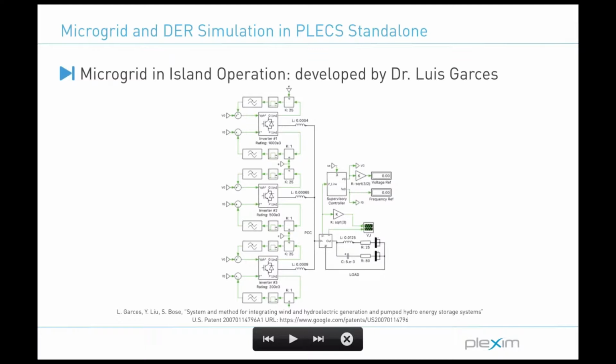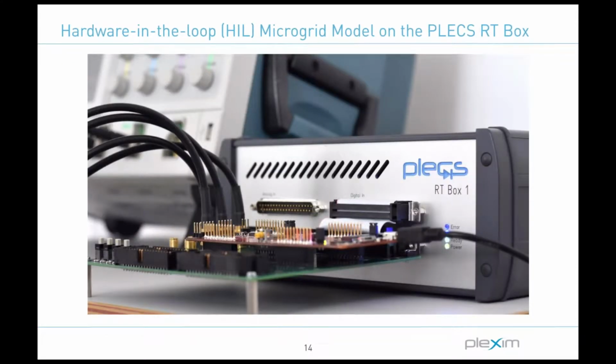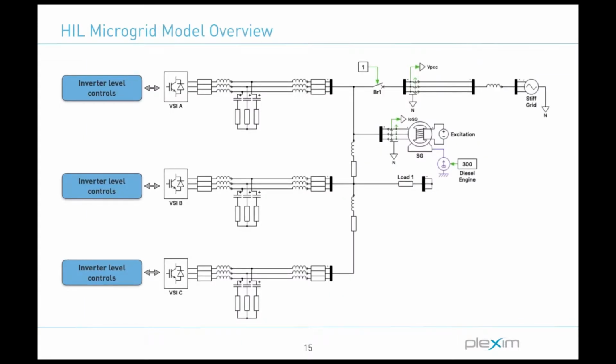Up next, we're going to look at a real-time model of a simple microgrid running on the RT box. Again, the motivation here is to test a controller that's closer to its final implementation, say during development and before being deployed into a larger system. So first, we're going to look at the structure of the microgrid model, both electrically and then how we approach this from a real-time simulation perspective.